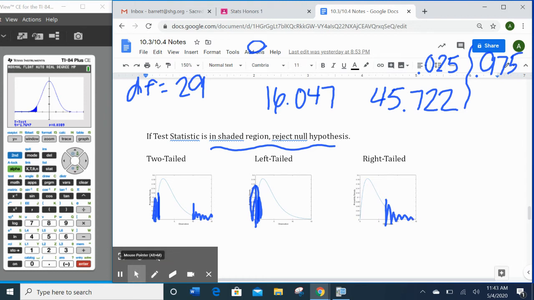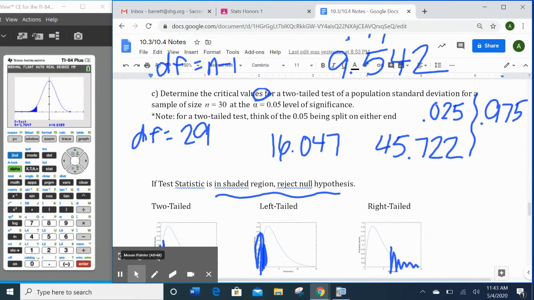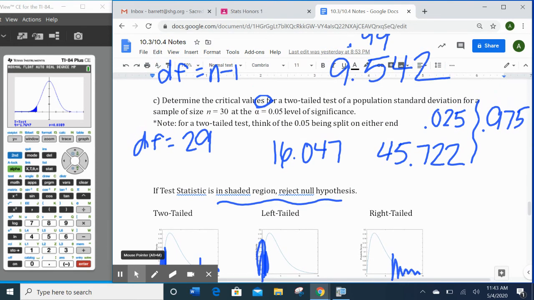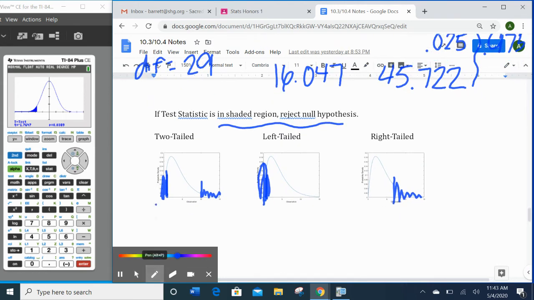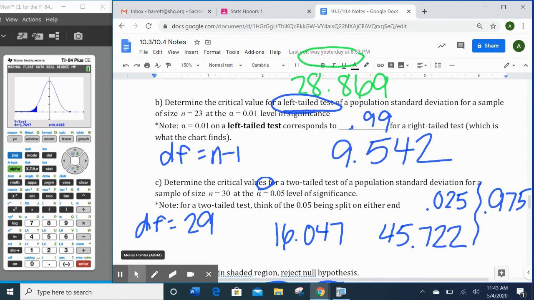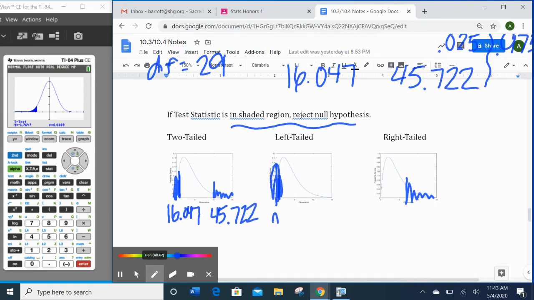The numbers in the scaling will be different depending on the problem, but if I had a two-tailed test and my critical values were 16.047 and 45.722, and I got a test statistic of 18, I would not reject. If I got a test statistic of 48 or of 12, I would reject. For the left-tailed test with 9.542, if I got a test statistic of 3, I would reject. If I got a test statistic that was greater, I would not reject.